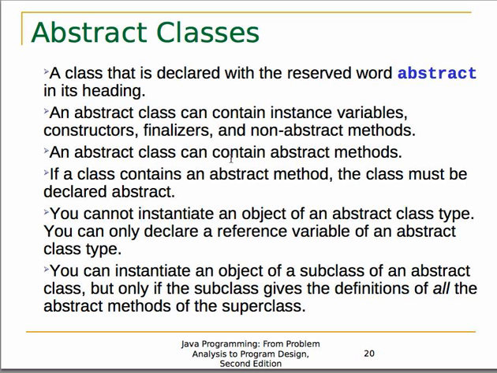An abstract class can contain abstract methods, sure. If a class contains an abstract method, the class must be declared abstract. So basically it says if you're an abstract class, you may or may not contain abstract methods, but if you have an abstract method, the class has to be declared abstract. You cannot instantiate any abstract classes. You cannot create instances of an abstract class. You can only declare a reference variable of an abstract class type. You cannot create instances.